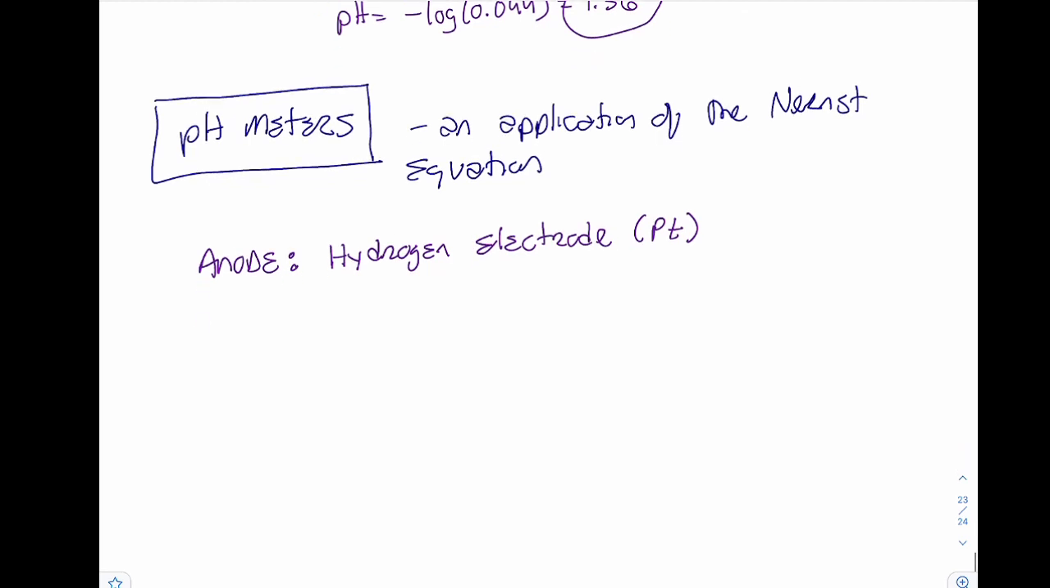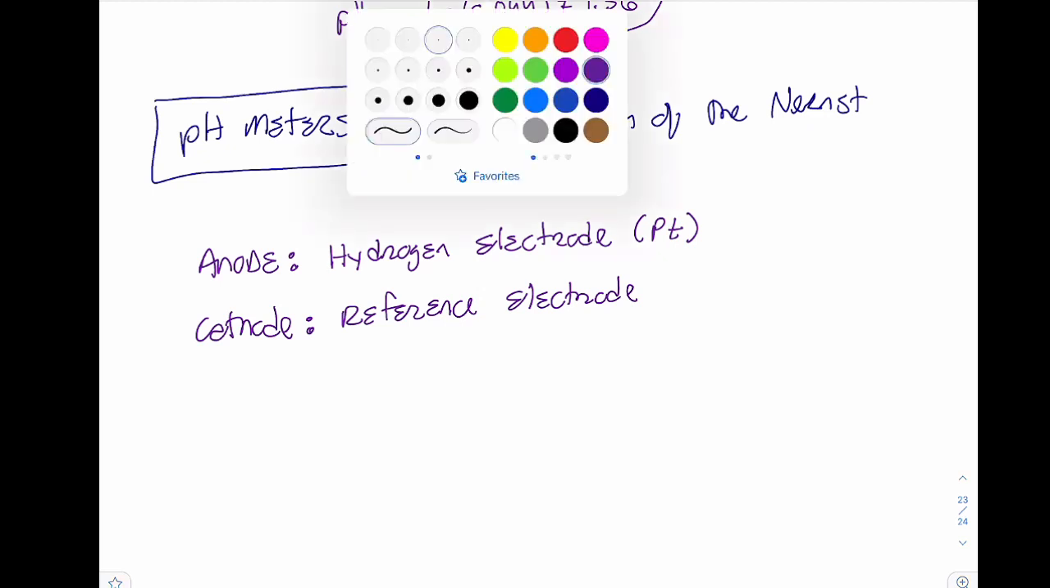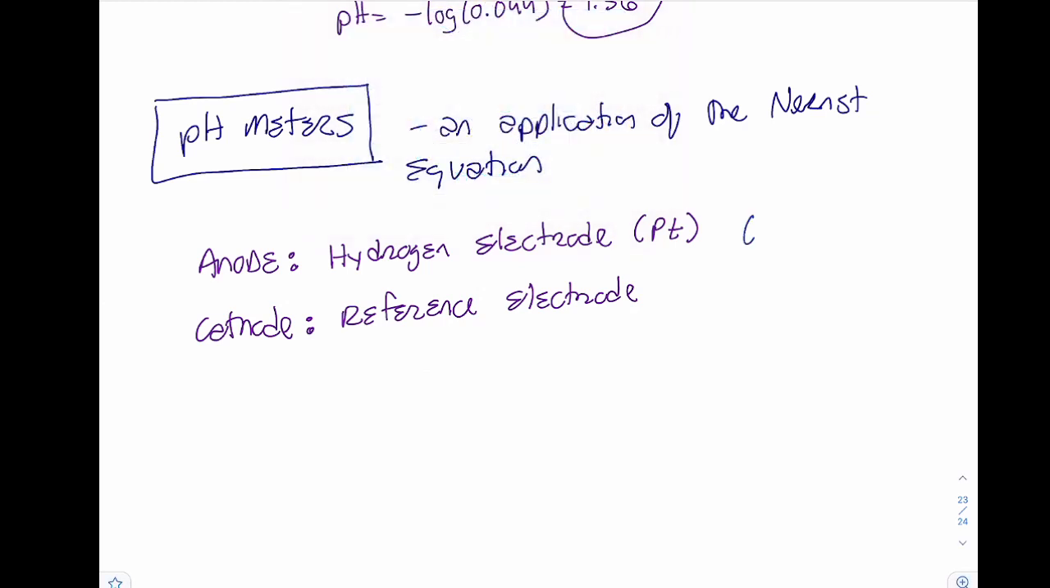And then our cathode is going to be a reference. The different pH meters are going to have different reference electrodes. And after we derive our equation here, we'll do an example, and I can show you an example of what can be used as our reference electrode. In our hydrogen electrode, I do want to note that the hydrogen gas is at 1 atmosphere. They are sealed so we can keep the pressure of that gas constant.